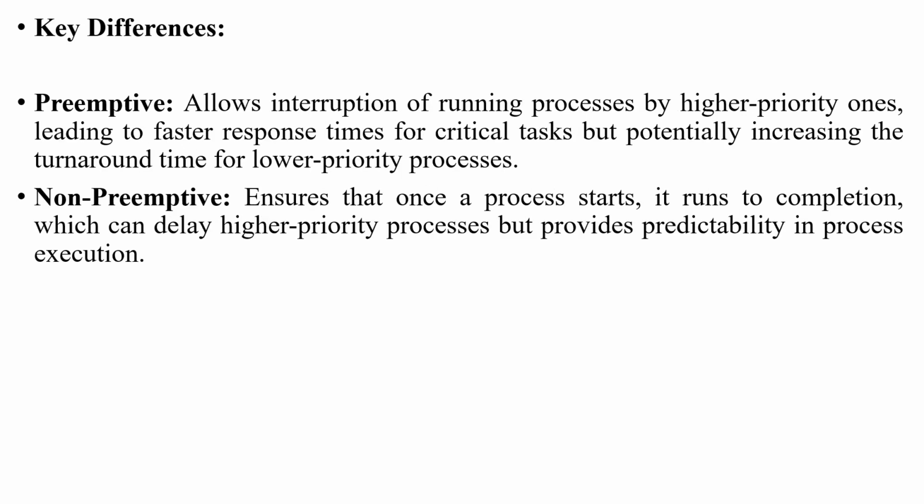The key difference: primitive allows interruption of running processes by high priority ones, leading to faster response time for critical tasks, but potentially increases the turnaround time for the lower priority processes. The non-primitive ensures that once a process starts, it runs to completion, which can delay higher priority processes, but provides predictability in process execution.